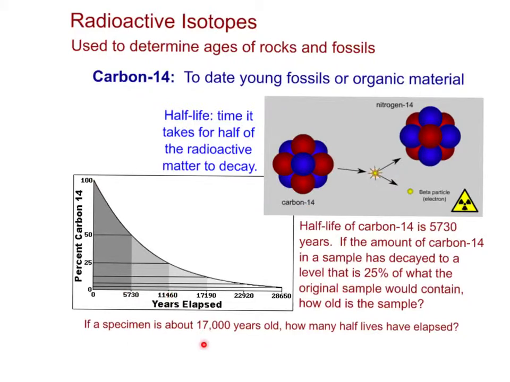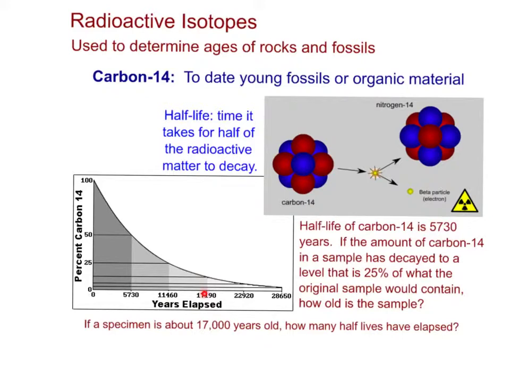If a specimen is 17,000 years old, approximately, how many half-lives would have elapsed? Well, if we look on the graph, we have roughly 17,000, just a little over that right here. We would have gone through 1 half-life, 2 half-lives, 3 half-lives to get to that age. So how do we use this information to determine the age of fossils or organic material that used to be a living organism? How do we use that?